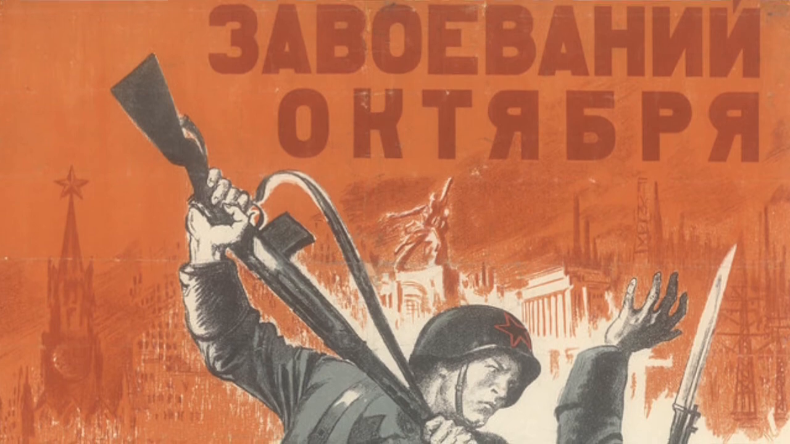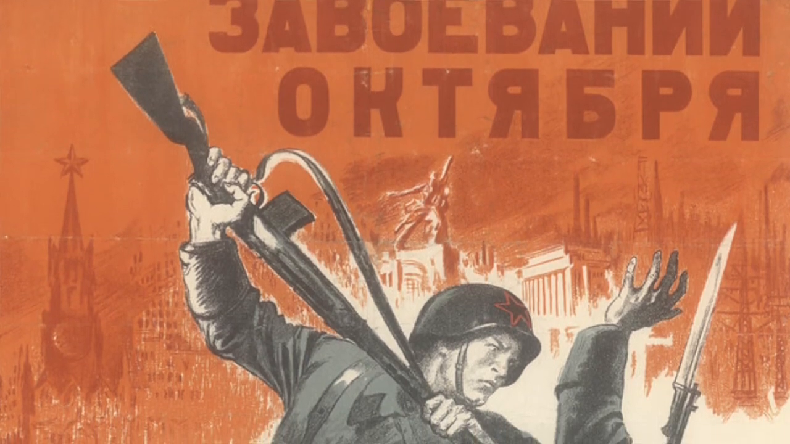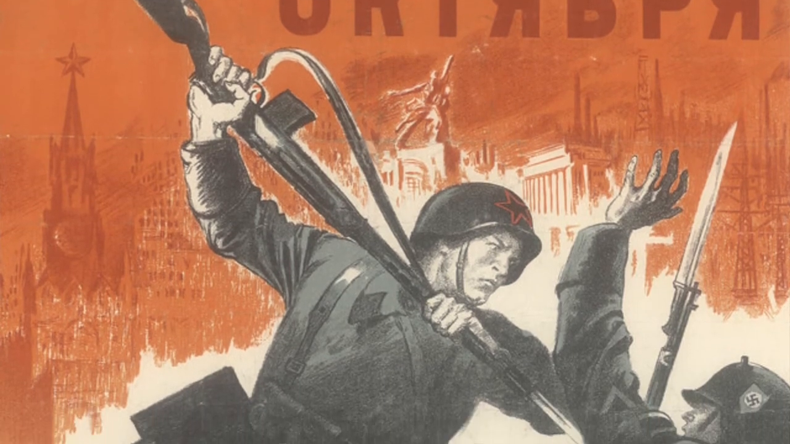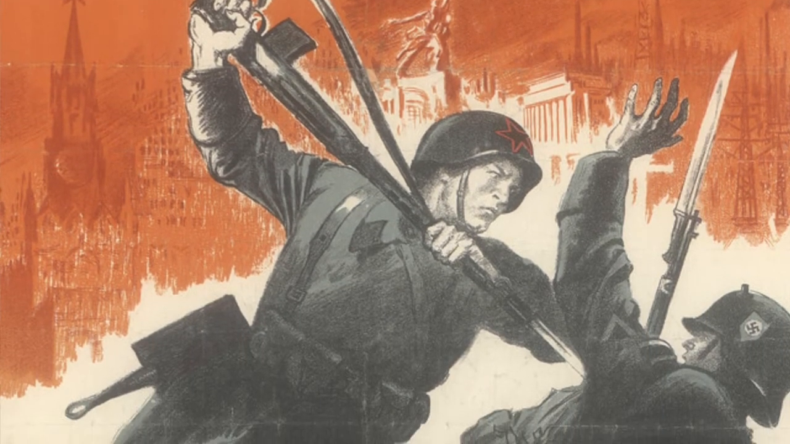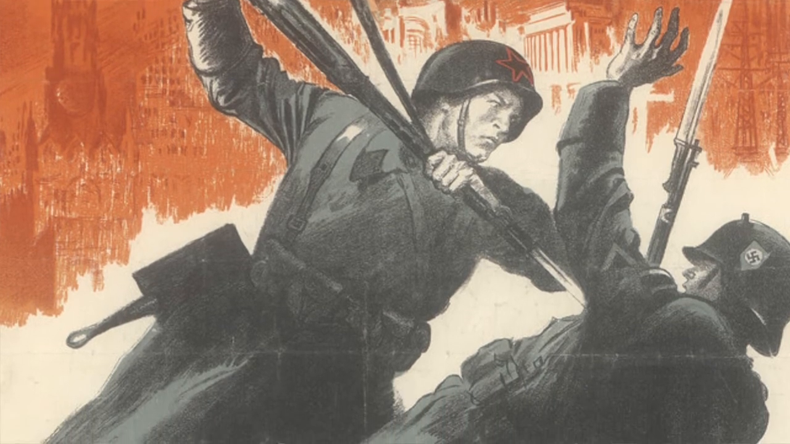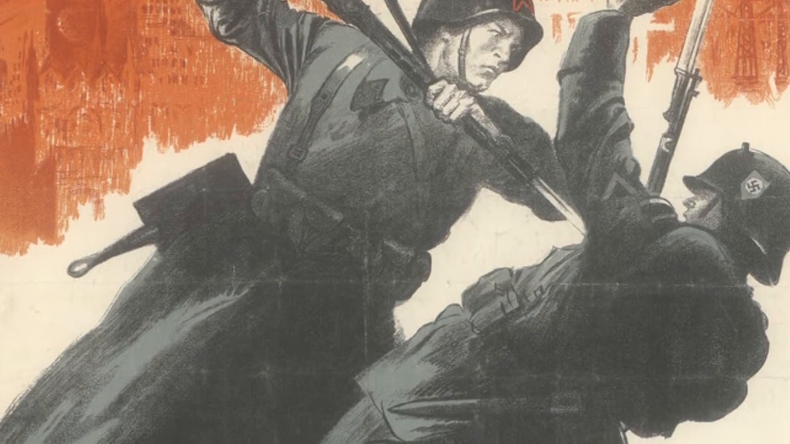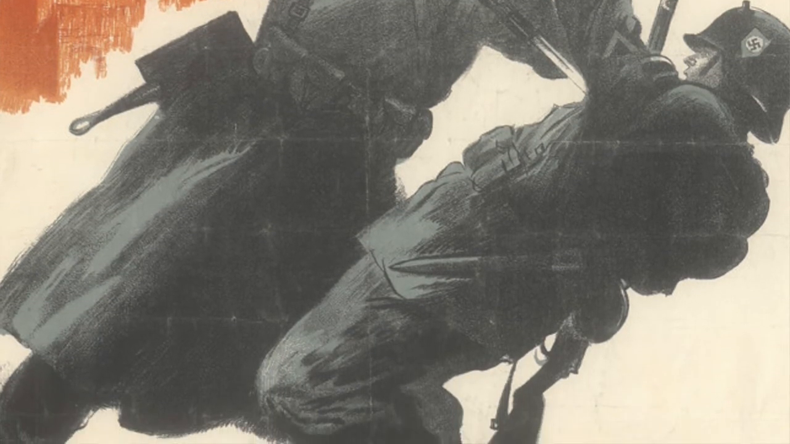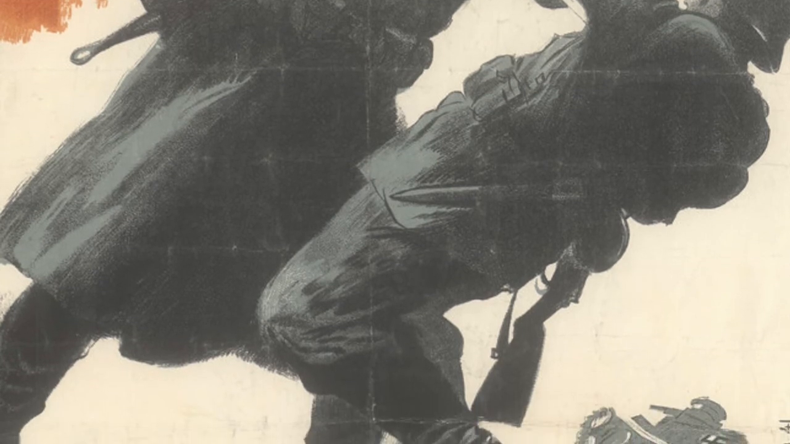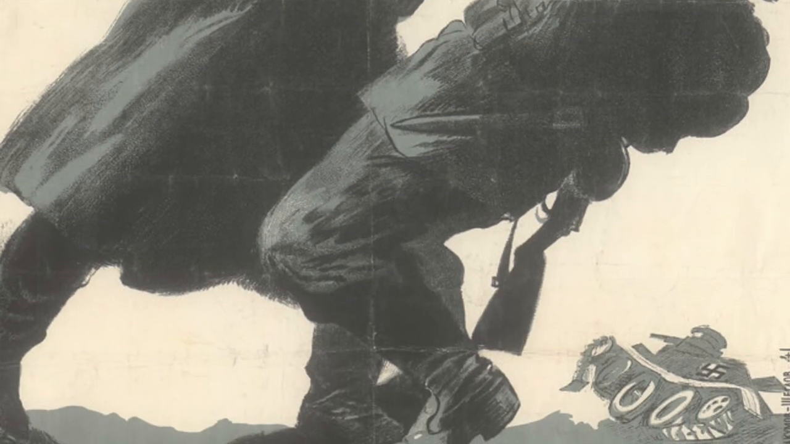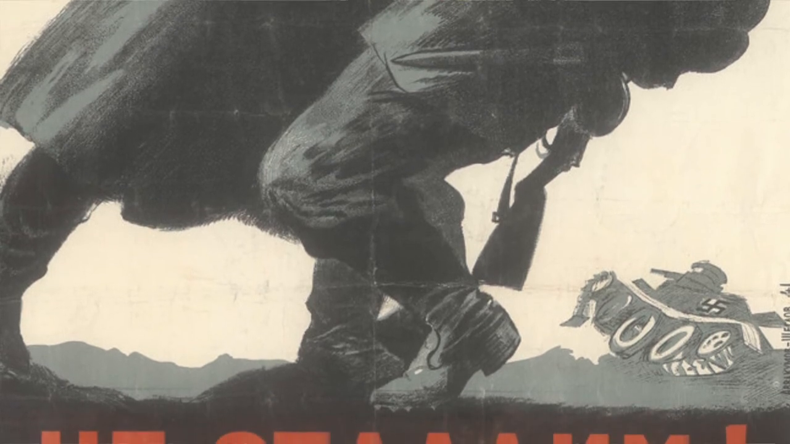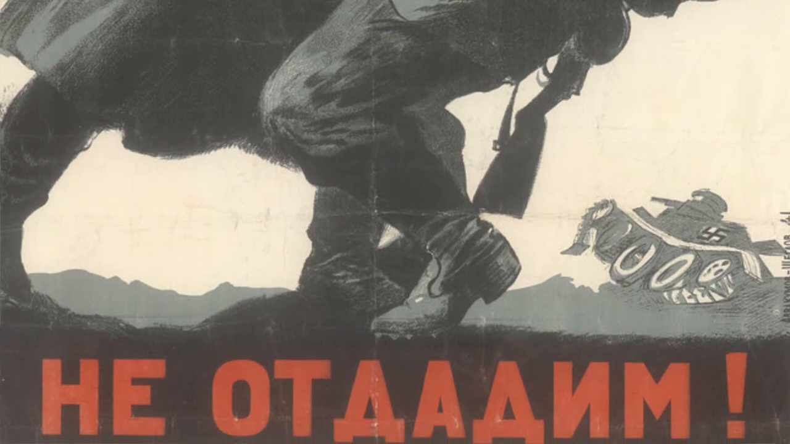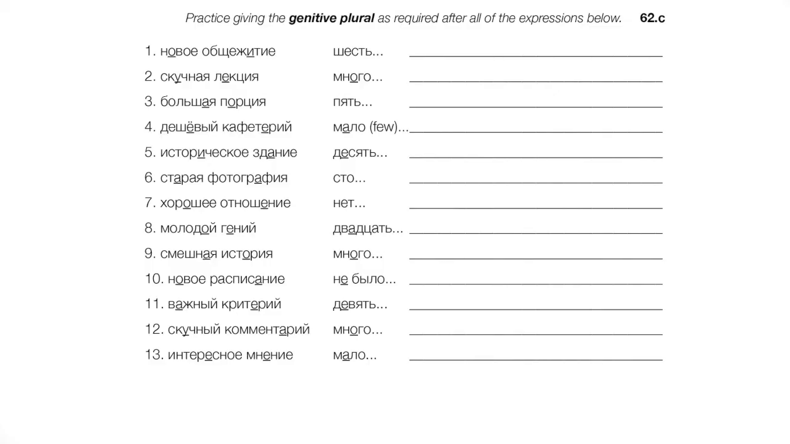A poster: Zavoyevanie Oktyabrya ne oddadim. We will not give back or give up the gains of October, meaning we're not giving up on the revolution. We're not surrendering everything we've won through the revolution. Here we have a genitive plural as the object of a negated verb. So we've seen that before. It's something to watch for, especially in formal Russian, literary Russian, especially if it's older. You almost always see the genitive used for objects of negated verbs, like не отдадим.